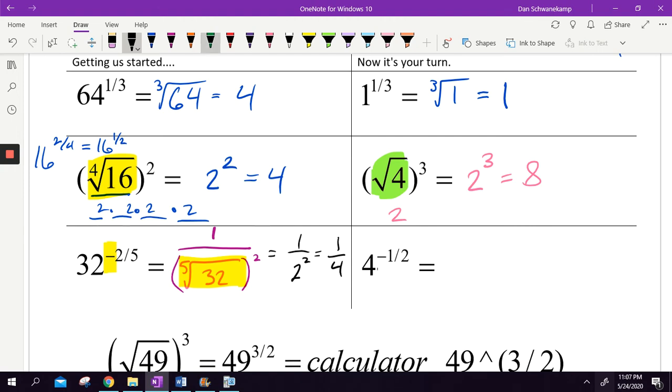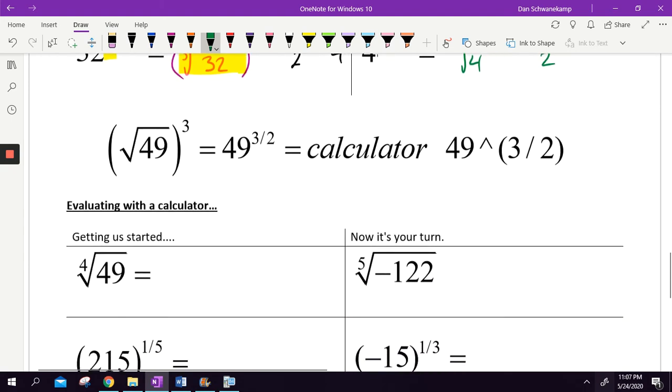Last one, 4 to the negative 1/2. All right, cool. Let's rewrite that. 1 over, because it's negative, 4 to the 1/2 power is the same thing as square root, because it's a fraction, and then it's a 2, so it's square root. What's square root of 4? It is 2. That is my answer, 1/2.